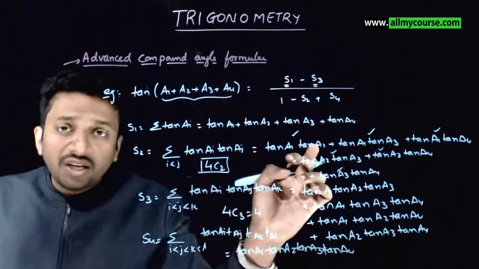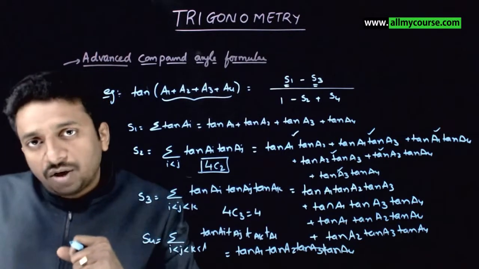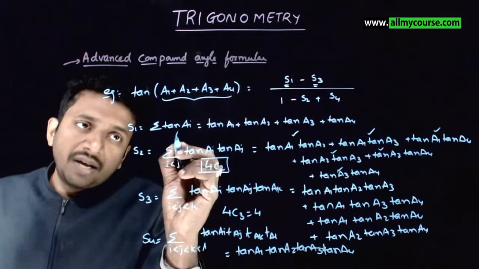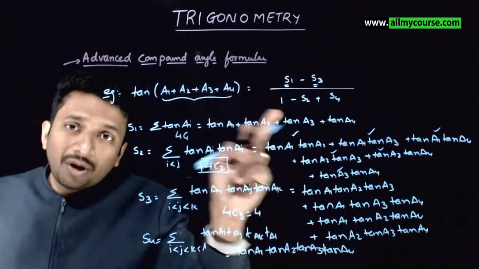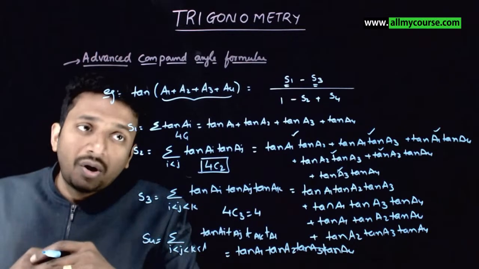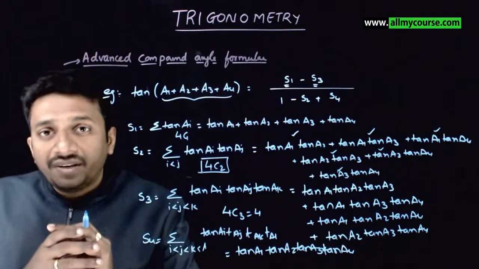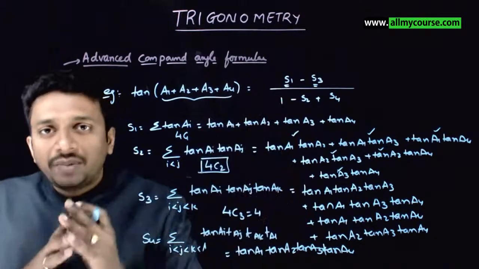And the number of terms that you get in each term can be calculated using the concepts of permutations and combinations. Here you have 4 angles and you're selecting one angle, so you get 4C1 terms. And this one can be thought of as S0 also. S0 has 4C0 terms and there are no tans, so the number is 1. So S1 minus S3 by 1 minus S2 plus S4.